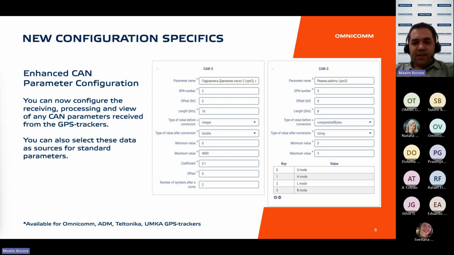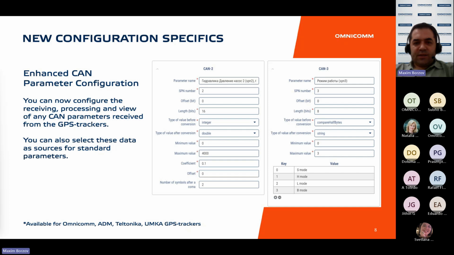Users can now independently configure enhanced CAN parameters received through the GPS trackers, including defining conversion rules and selecting specific parameters transmitted by the GPS trackers as data sources. These enhanced CAN parameters can now be used as more than just a source for log report columns. They can now be used as data sources for various functionalities, including fuel calculations, universal inputs, RPM determination, and so on. Further details regarding these applications will be provided subsequently.